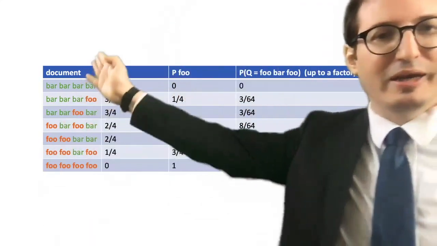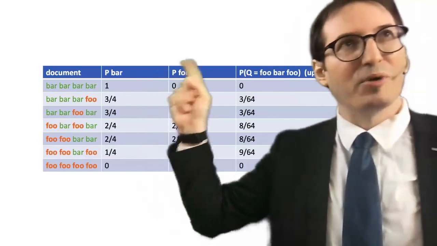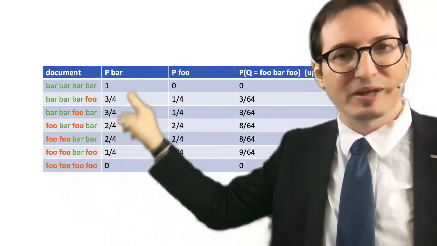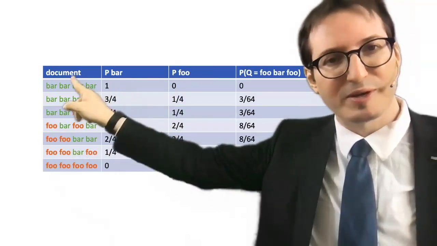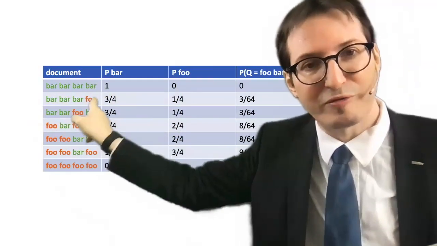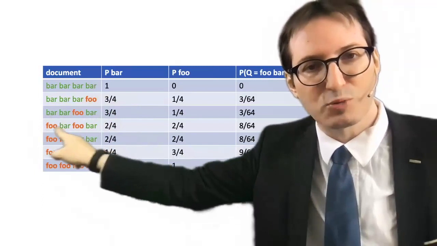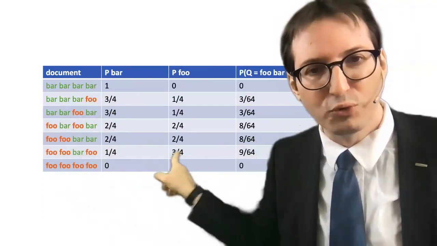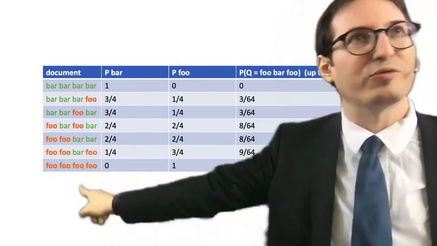So here are all the documents. Remember that we build the model and the weights for each document. So every document gives me different weights. Here it's 100% bar. Here it's 3/4 of bar. Here it's 3/4. Here it's 1/2, 1/2. Here it's 1/2. Here it's 3/4 of foo. And here it's 100% of foo.